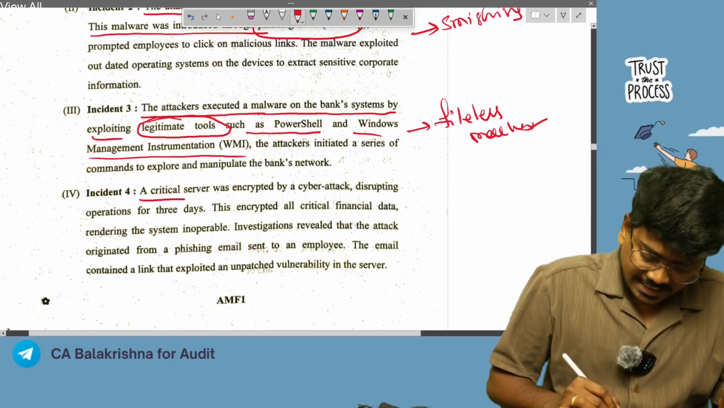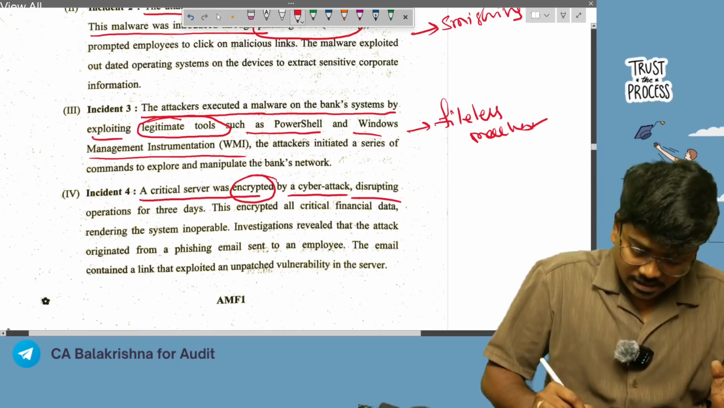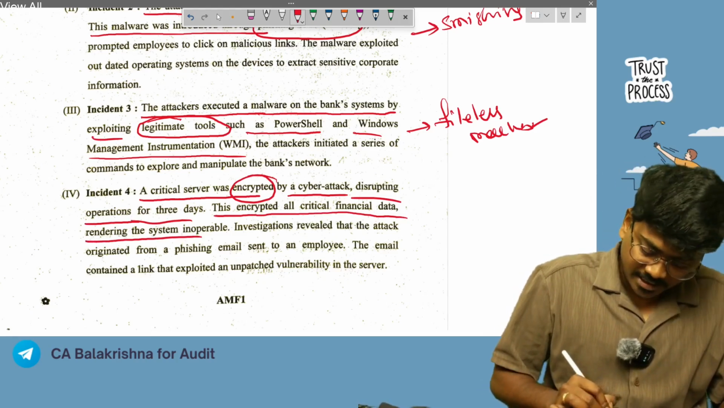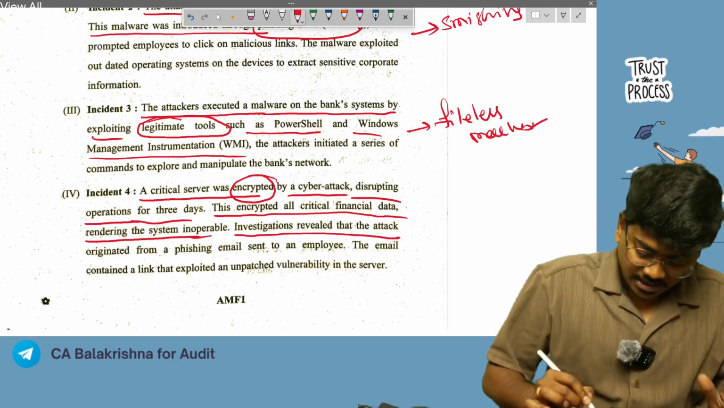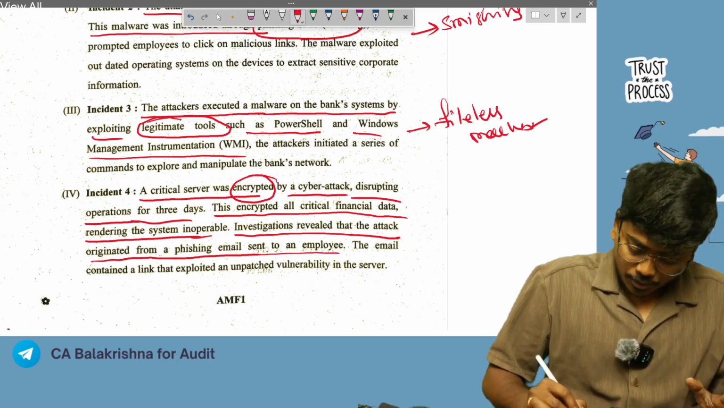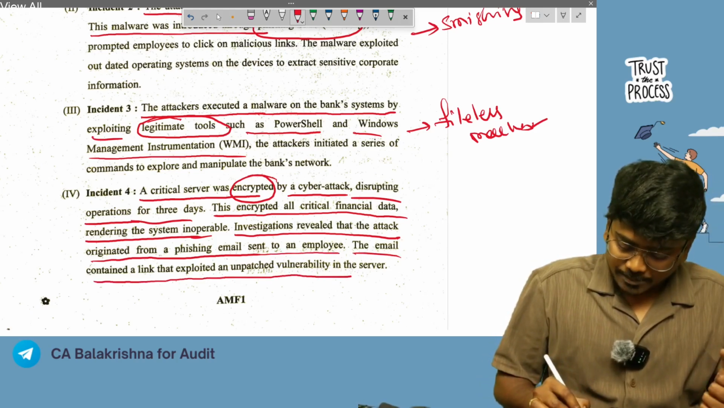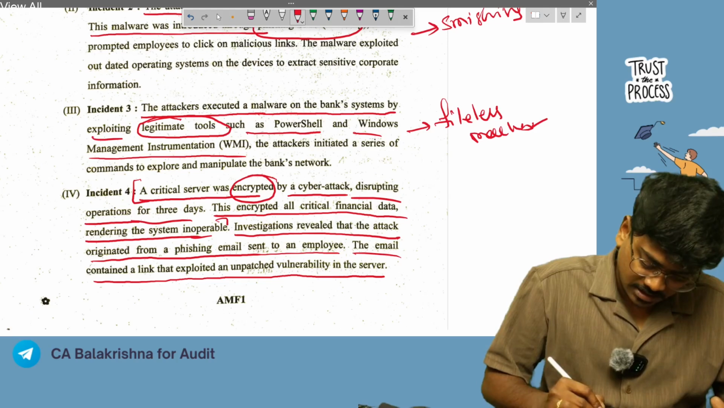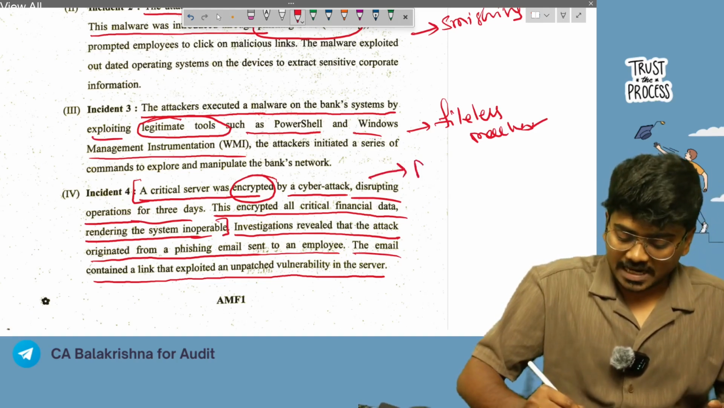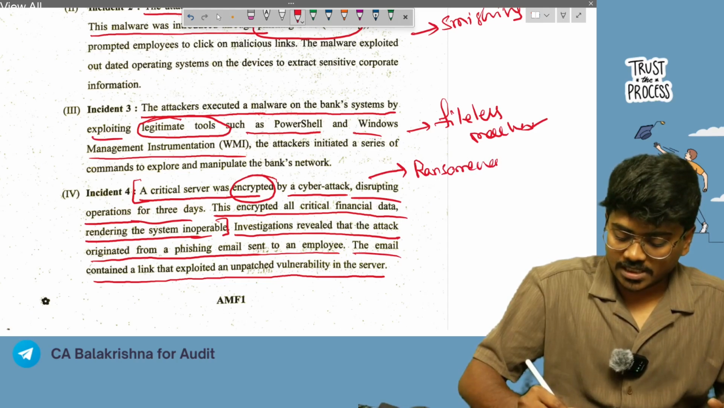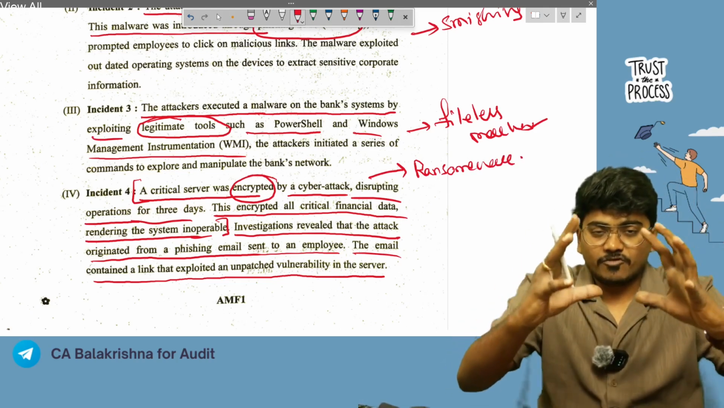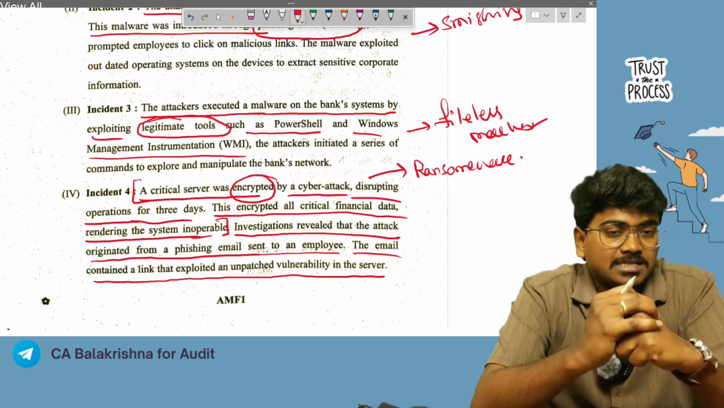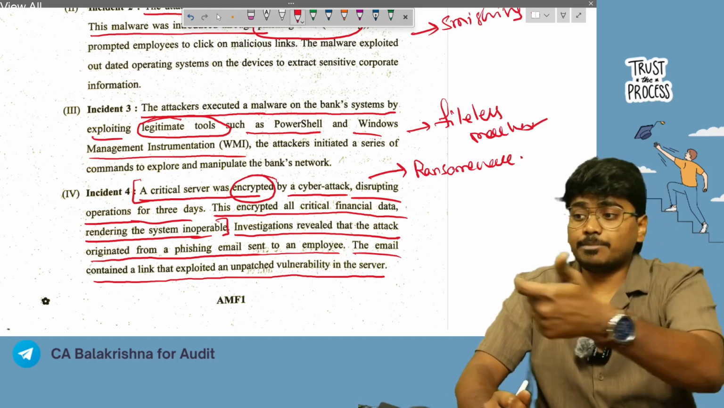Next, fourth incident. A critical server was encrypted by a cyber attack, disrupting operations for 3 days. This encrypted all critical financial data, rendering the system inoperable. Investigations revealed that the attack originated from a phishing email sent to an employee. The email contained a link that exploited an unpatched vulnerability in the server. Basically, till here is the first part of a ransomware attack, wherein the entity's system will be encrypted. The second part would be the attacker would contact the entity asking for some ransom. That second part is missing here.